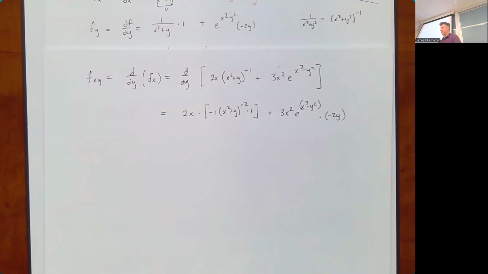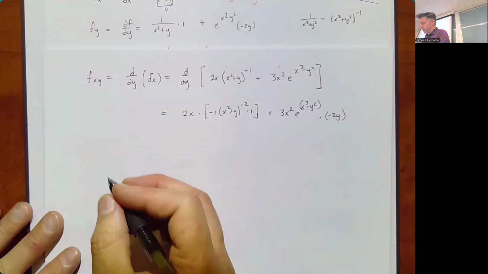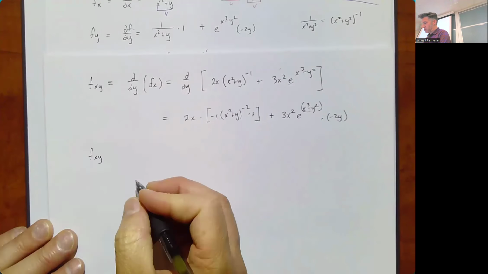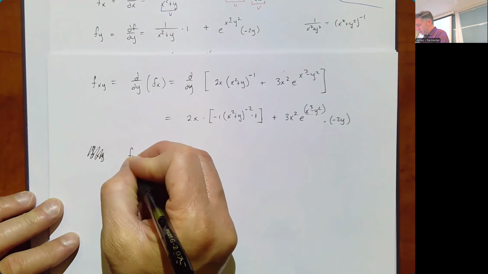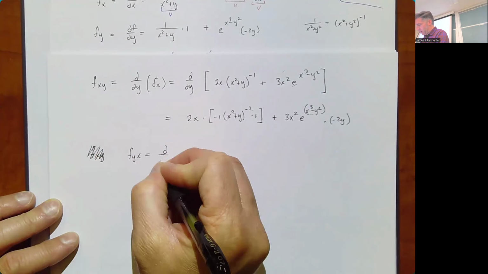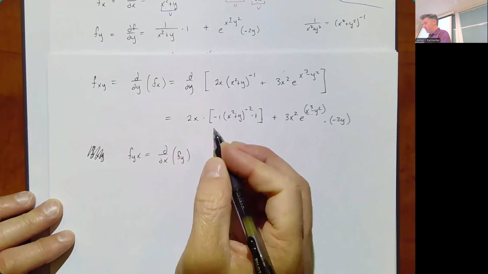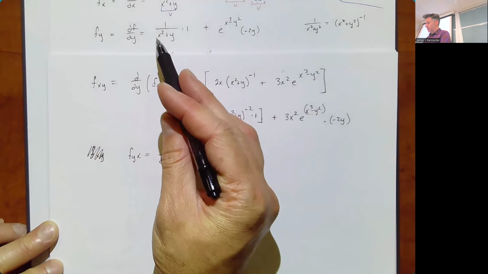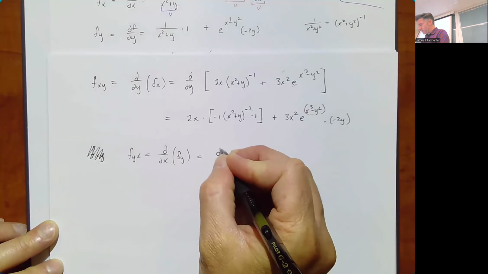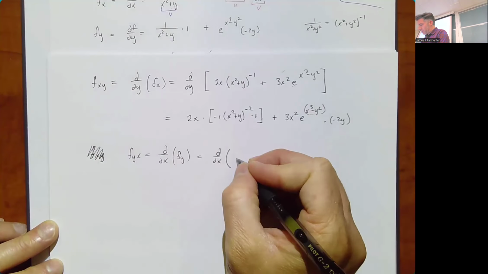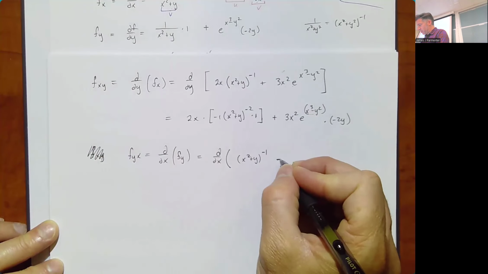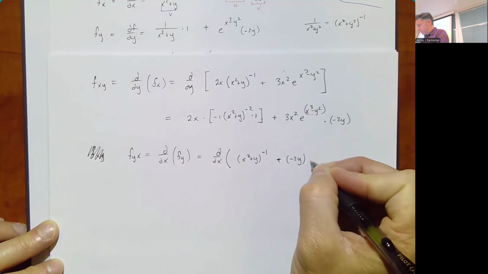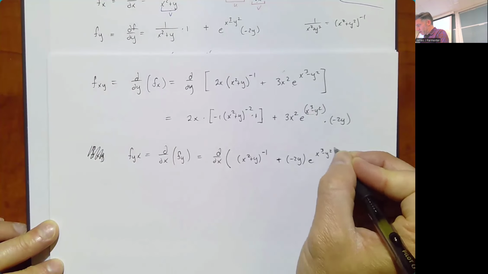It's always a good exercise to see that if we do it the other way, we do in fact get the same result. So let's go ahead and find the mixed partial the other way. Not fxy, fyx, which is going to be del x of fy. I'm going to rewrite this just to make it a little bit easier. That's going to be del x of x squared plus y to the negative first, plus negative 2y times e to the x cubed minus y squared.